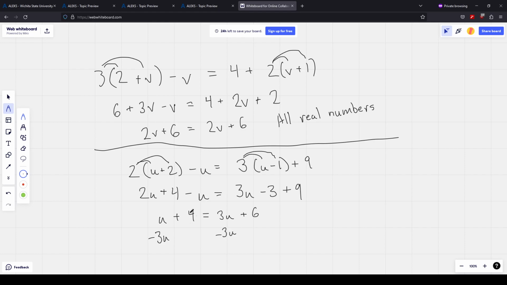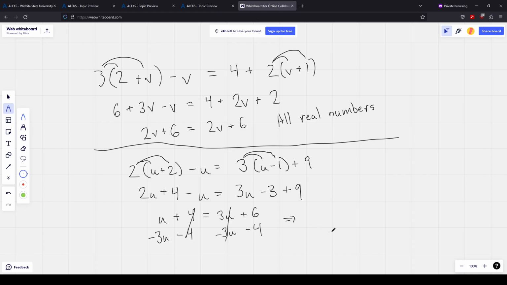And to move this constant of plus 4 from the left, where I don't want it, to the right-hand side where I do want it, again, I'm going to perform the inverse operation. Instead of plus 4, I'm going to subtract 4 from both sides. Positive 4 and negative 4, positive 3u and negative 3u, by design, are going to cancel out with one another.